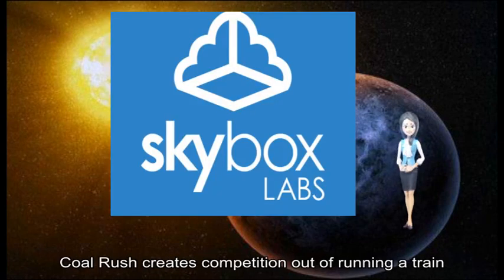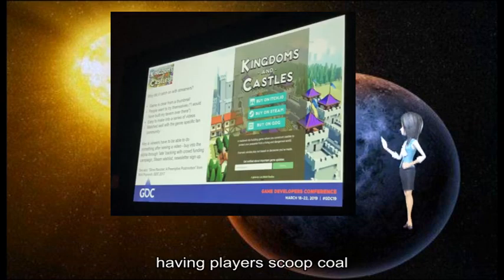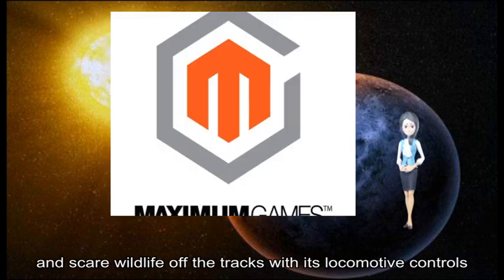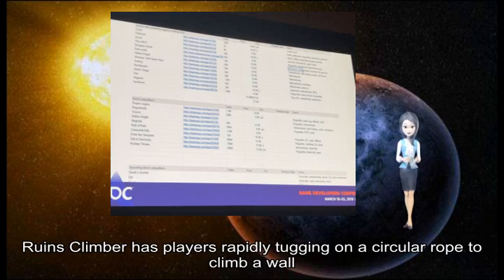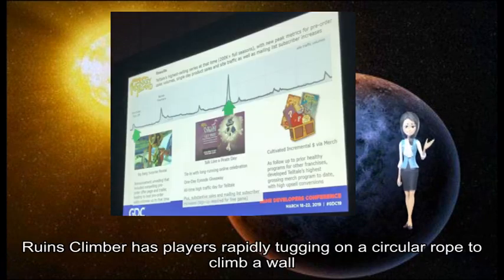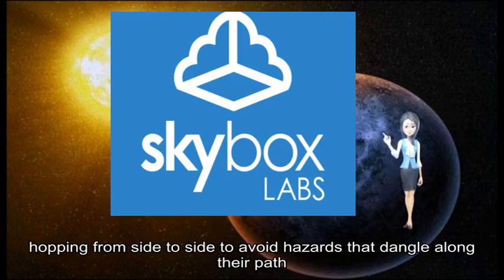Coal Rush creates competition out of running a train, having players scoot coal, change tracks, and scare wildlife off the tracks with its locomotive controls. Through Unclimbable, players rapidly tug on a circular rope to climb a wall, hopping from side to side to avoid hazards that dangle along their path.